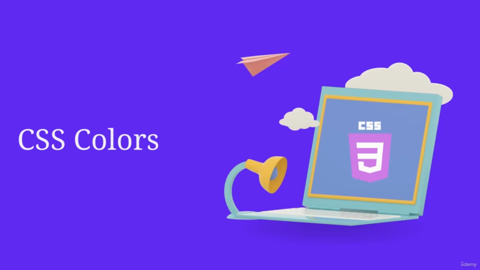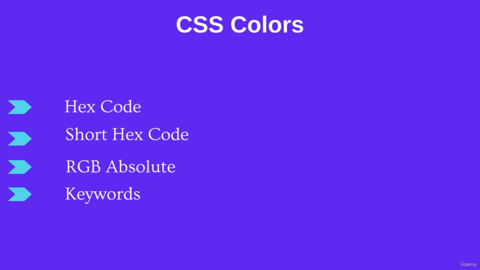In this chapter of CSS, we will discuss colors. Colors are basically one of the very important aspects whenever we talk about formatting or giving an attractive look to our web page. So we will learn what the different ways of passing the color for a specific element of the HTML are. Here we have 4 different ways of doing the same. First is passing the hexadecimal code, short hexadecimal code, RGB absolute and keywords.